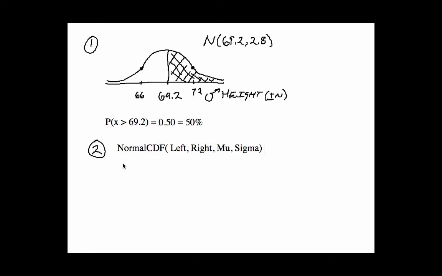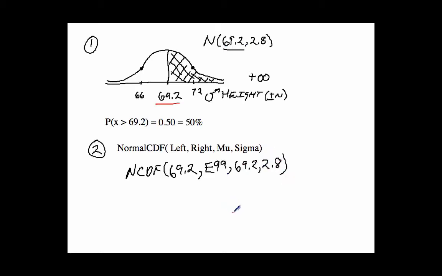So in our particular case, I'm going to abbreviate it as NCDF so I don't have to write out normal every time. What was my left endpoint here? That's the 69.2. What was my right endpoint? Well, I went out to positive infinity, right? Remember our discussion a second ago about what positive infinity was in the calculator. Positive infinity is going to be E99. And then our mean, we got that right here, that's 69.2 also. And our standard deviation is 2.8.